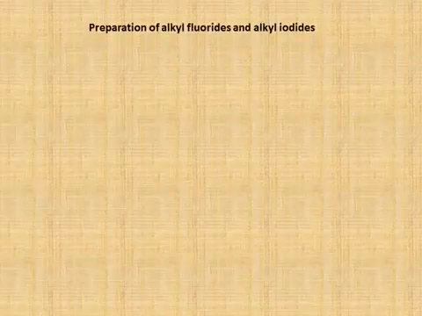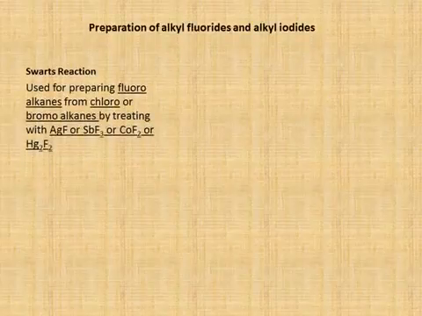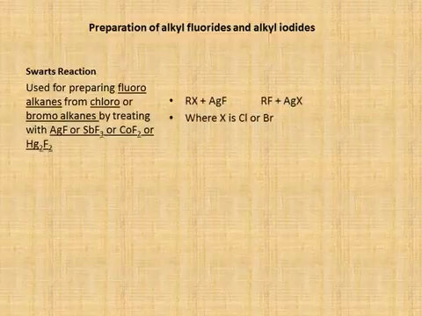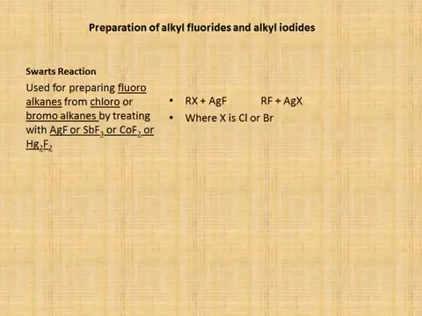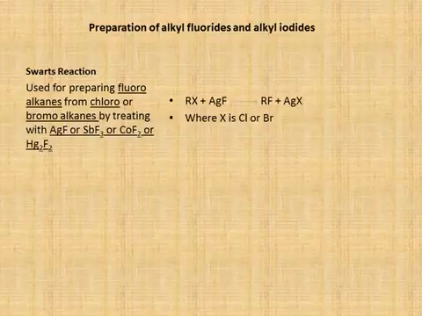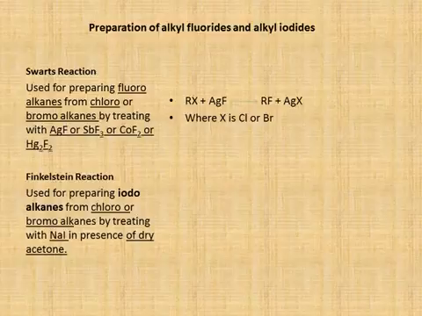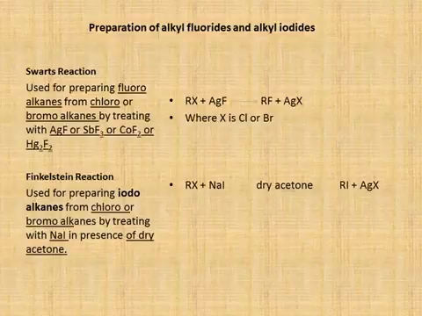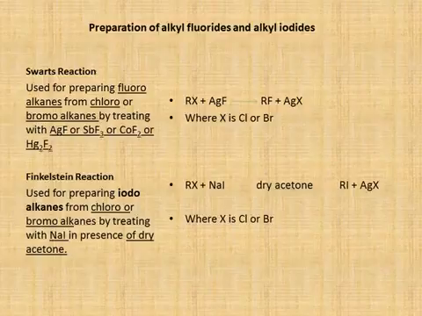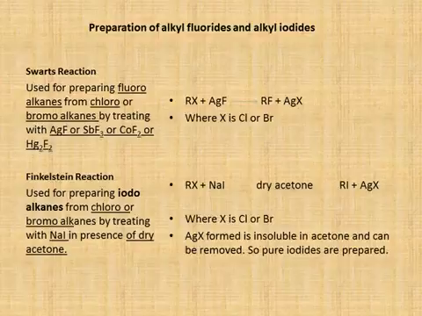To prepare alkyl fluorides, use Swarts reaction. Chloro or bromoalkanes are treated with fluorides of silver or antimony or cobalt or mercury. To prepare alkyl iodides, use Finkelstein's reaction. In this, chloro or bromoalkanes are treated with sodium iodide in dry acetone. Sodium halide, being insoluble, forms a precipitate and is easily removed. So pure iodides can be prepared.